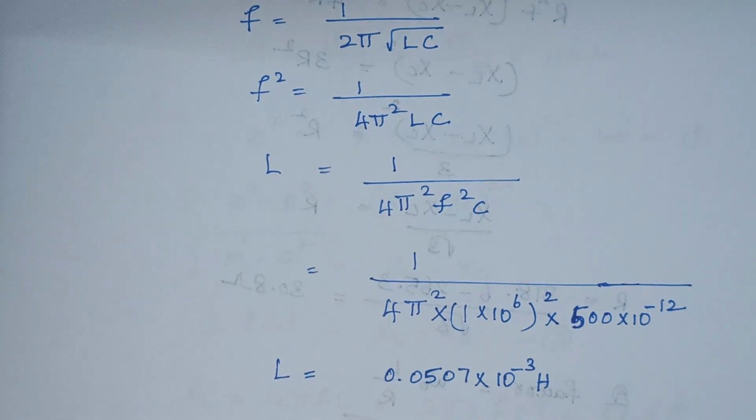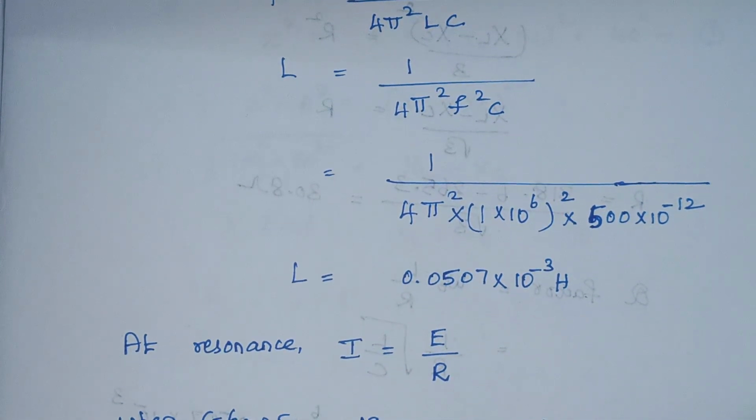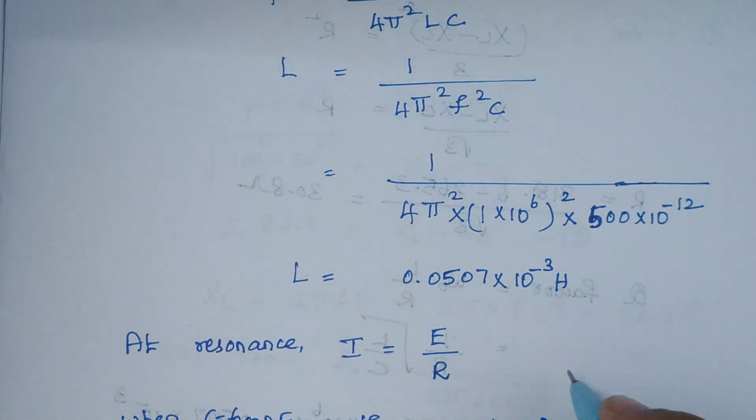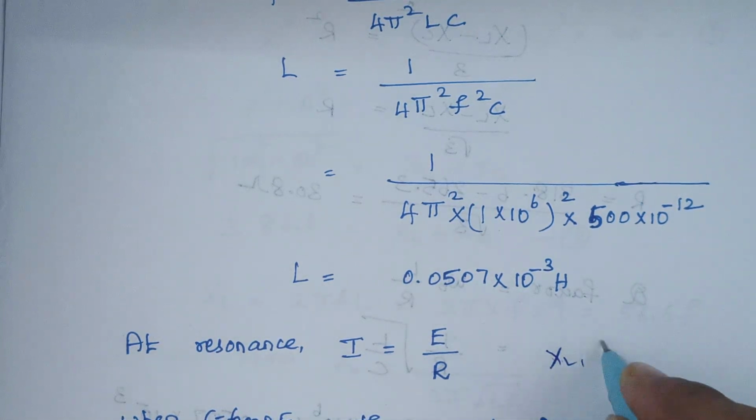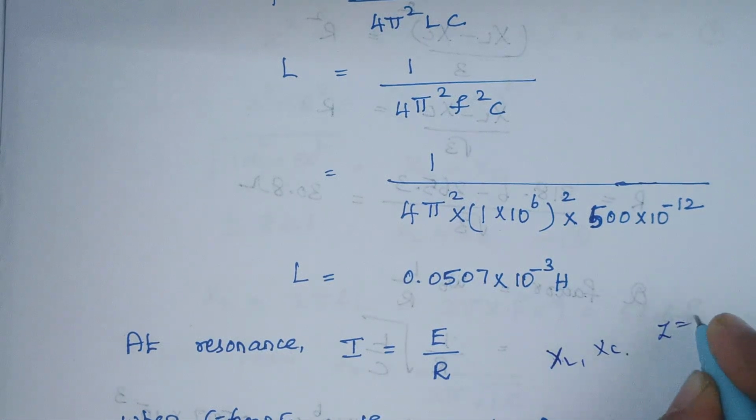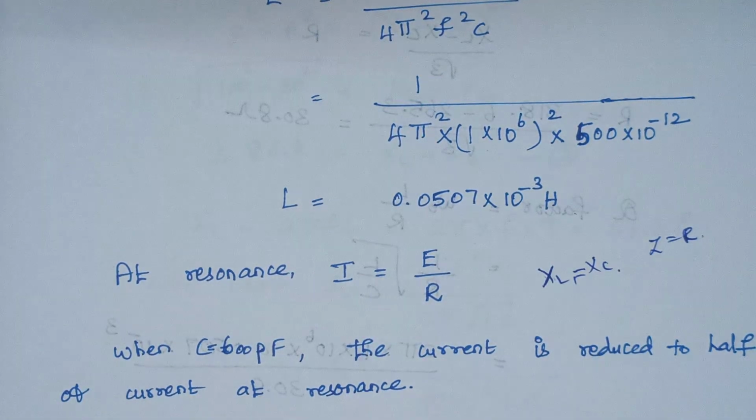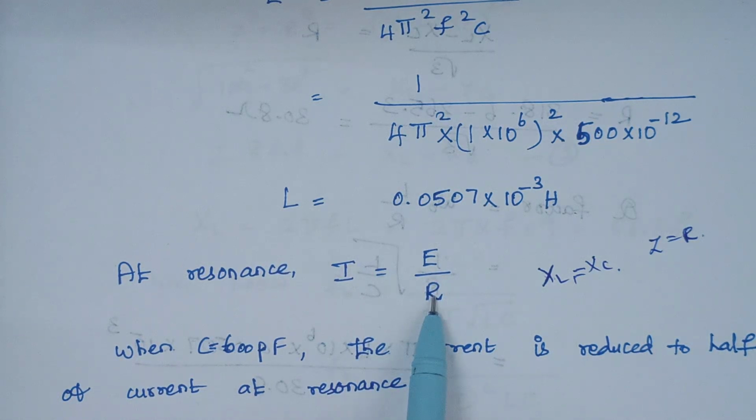So the next thing is, at resonance, the value of current is generally given as E by R, because at resonance, what do we say? XL and XC cancel each other. Therefore, the total impedance of the circuit will be simply equal to R. So, the value of I is given by E by R at resonance.